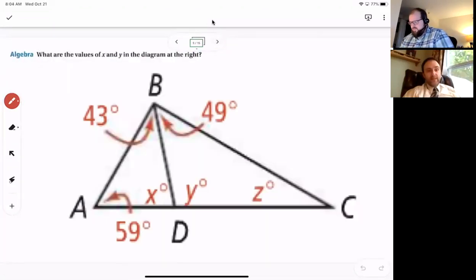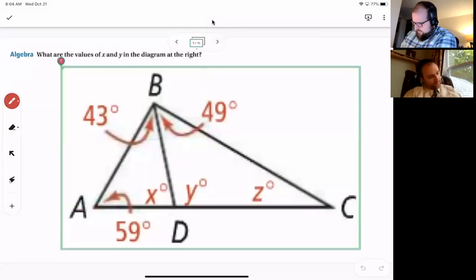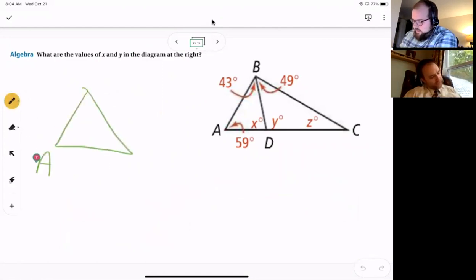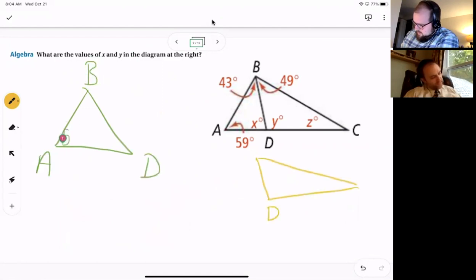What are the values of X and Y? This is scary. Part of it's scary just because it's a mess of a diagram. I made it smaller. Thank you. That doesn't help. Well, I'm gonna do 2 different pictures. Can I do the other picture while you do that picture? Yeah. So ABD, I'm calling 59, X, and 43.